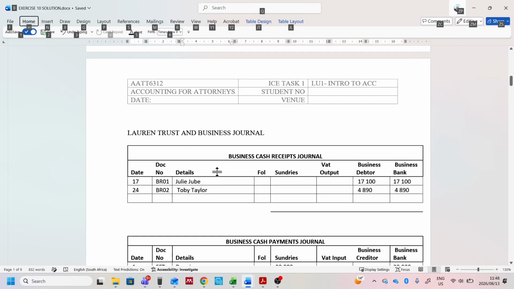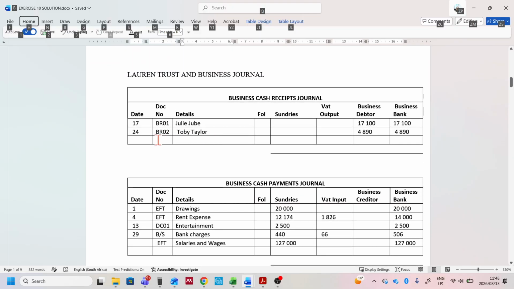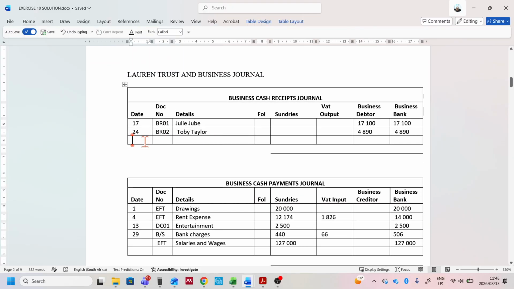So this means that here on your cash book receipts, you'll indicate on the 30th business receipts, trust bank. And then the money will be recorded under what? Sundries. So this is how much? 113,000. There is no VAT, 113,000.